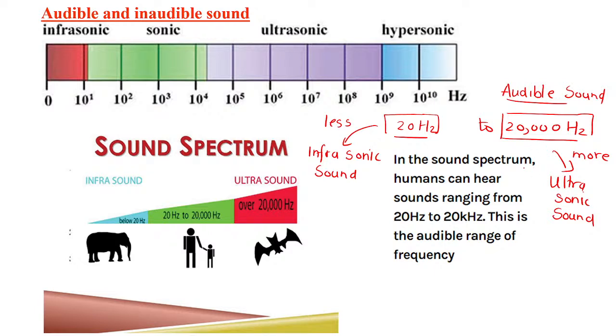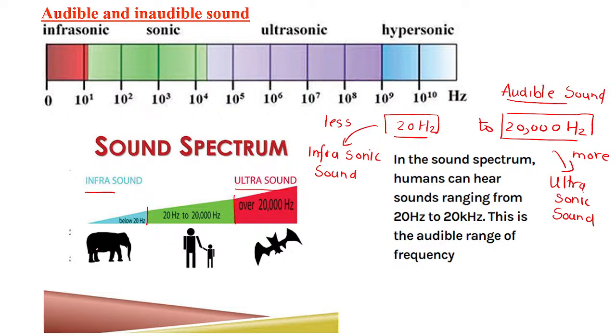What's the audible sound range? It is from 20 Hz to 20,000 Hz. So what's the audible sound range of a human being? It's 20 to 20,000 Hz. Some animals can detect infrasonic sound and some animals can detect ultrasonic sound, but a human being can only detect from 20 to 20,000 Hz.